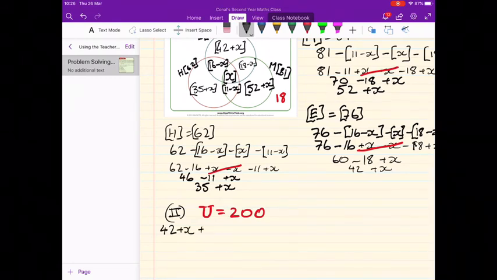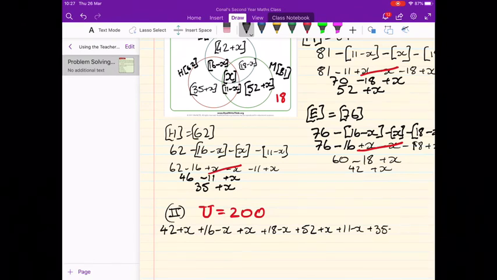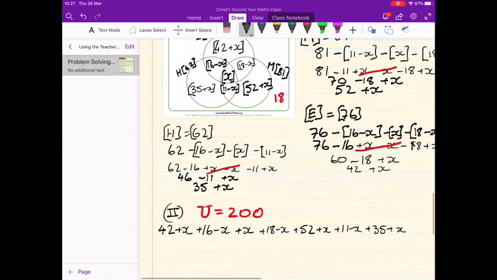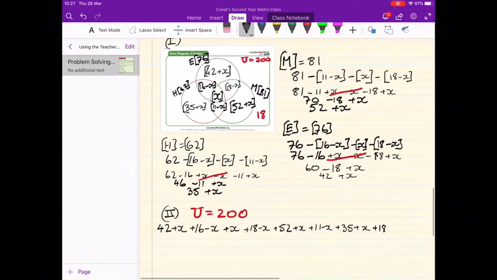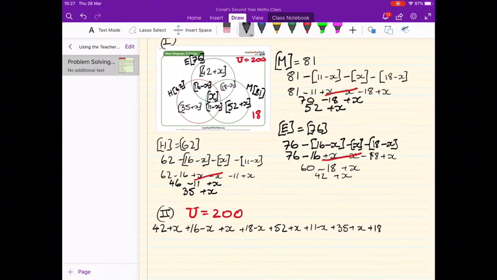So we have 42 plus x that only study English. We have 16 minus x that study English and history. We have x that study all three. We have 18 minus x that study maths and English. We have 52 plus x that study only maths. 11 minus x that study maths and history only. And we have 35 plus x that study history only. So let me run through that again. Oh yeah, and what I've also forgotten was we have 18 students who don't study any of those three.